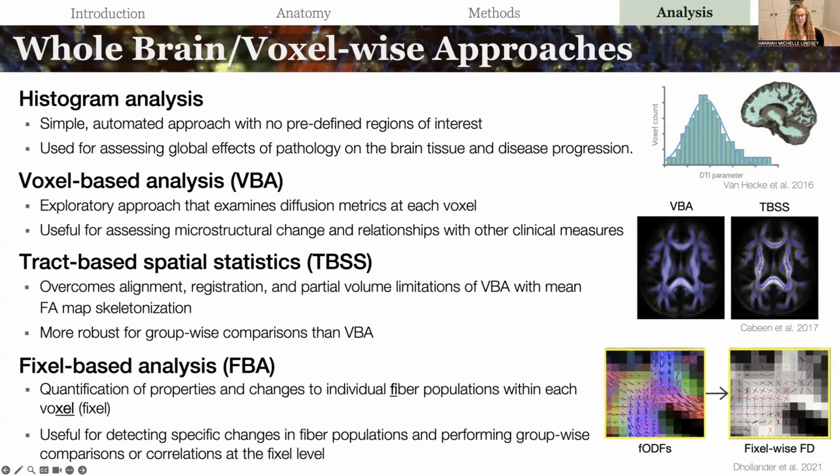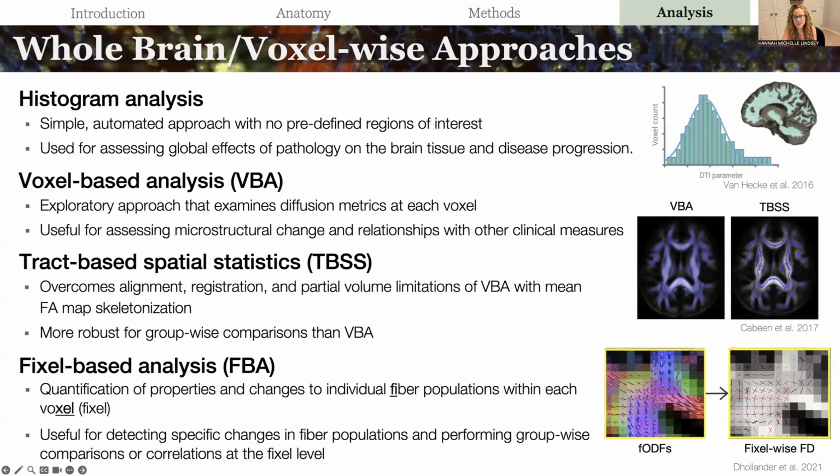Statistical analyses are performed voxel-wise only along the skeleton, and this allows for more robust group-wise comparisons of diffusion metrics and minimizes sensitivity to misalignment and registration errors. It's particularly effective as an approach for detecting microstructural changes in white matter in conditions like neurodegeneration and aging, but its reliance on skeletonization includes or excludes peripheral tracks and may miss abnormalities that are not well captured by FA in and of itself.